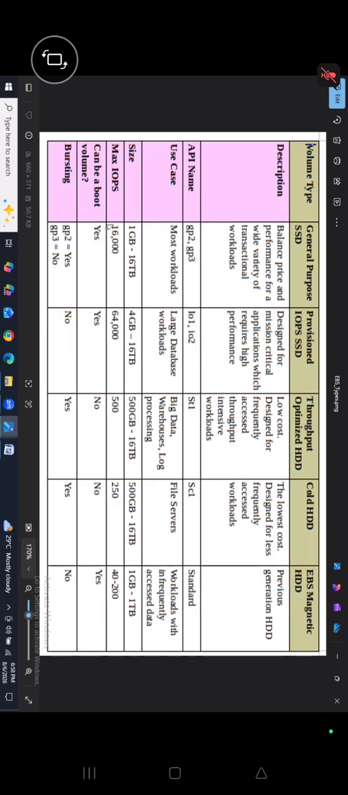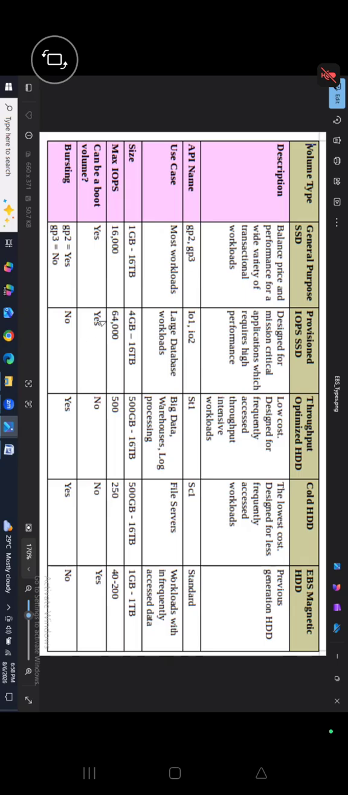Coming to IOPS, see guys, if you go to general purpose, we have 16,000 IOPS only. But here 64,000 IOPS it will support. Means read and write capacity it is going to increase. Got it, guys? So read and write capacity, IO actions, it is going to increase here. IOPS means IO actions only, I will tell you, okay?